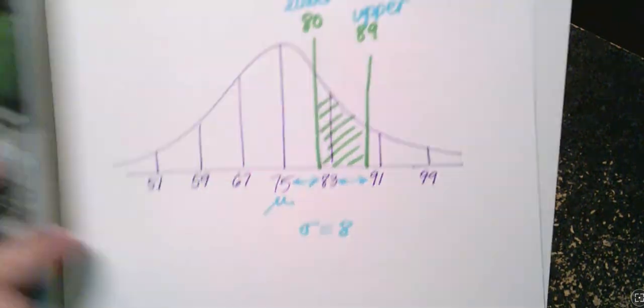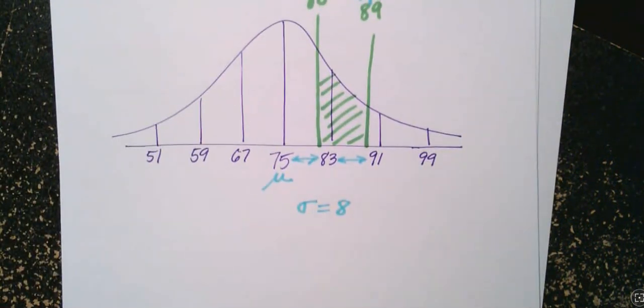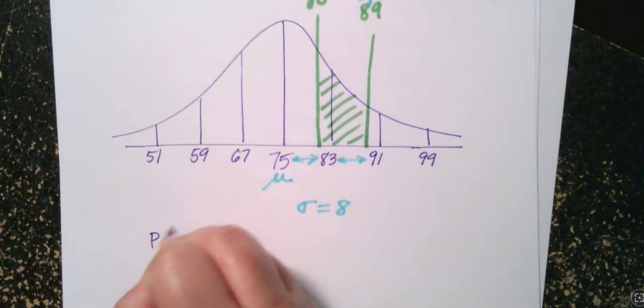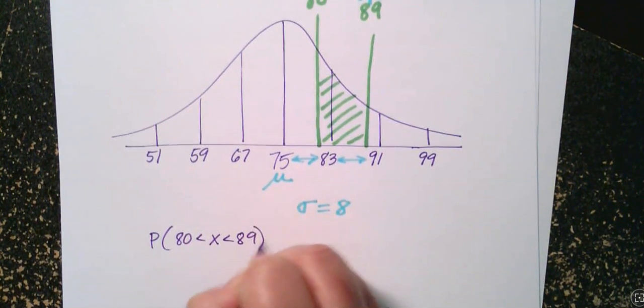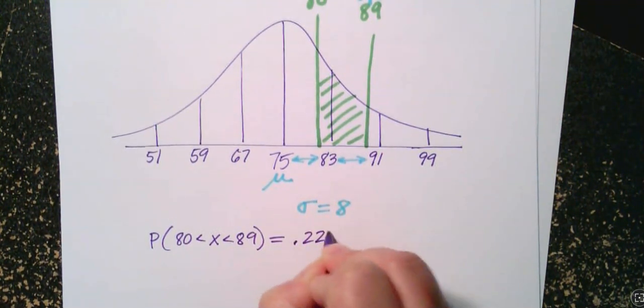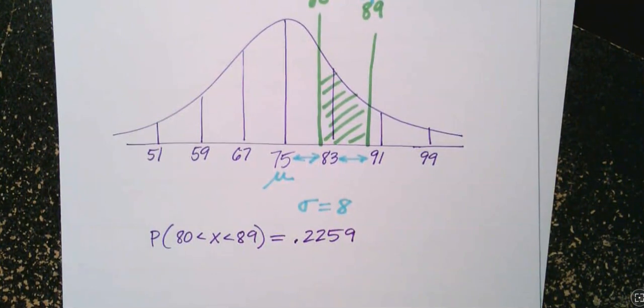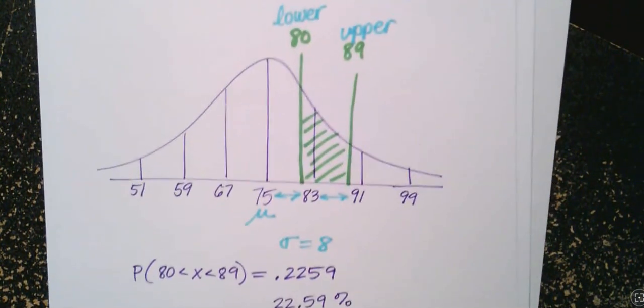0.2259. So that means if I'm talking about it as probability, the probability of someone scoring between 80 and 89 is 0.2259. If I want to ask about percent, that would mean 22.59% of those students scored a B.